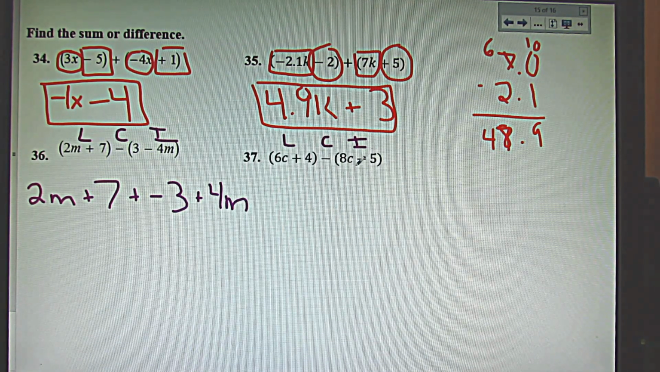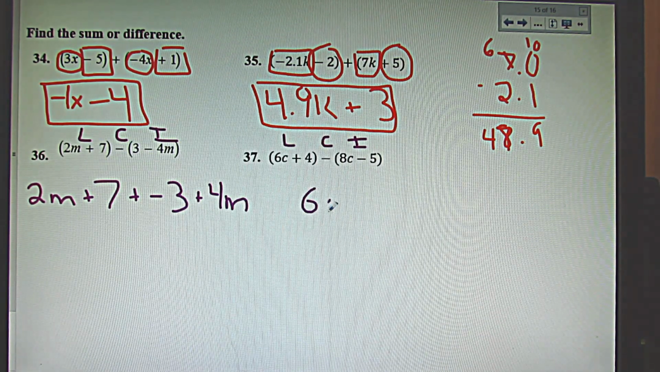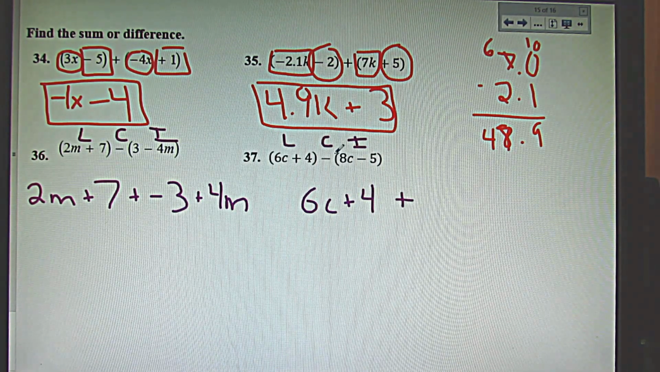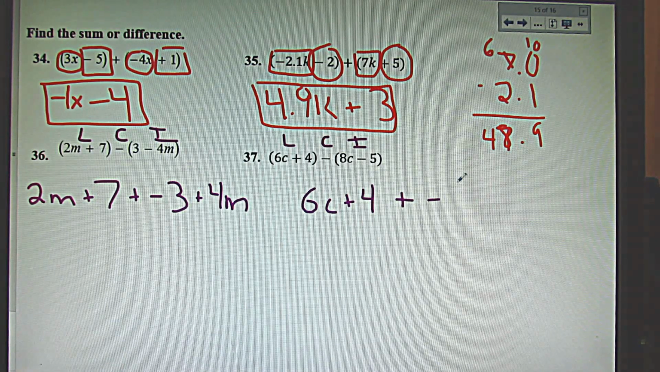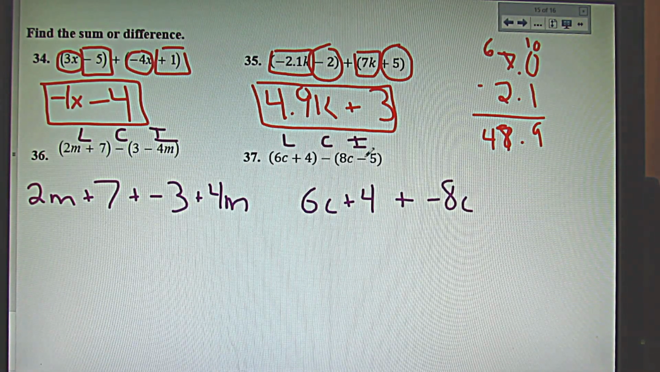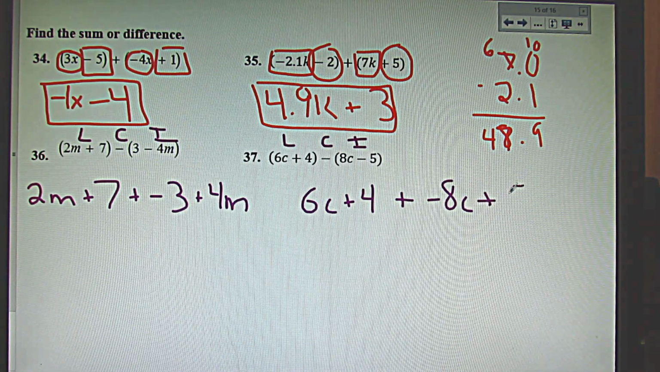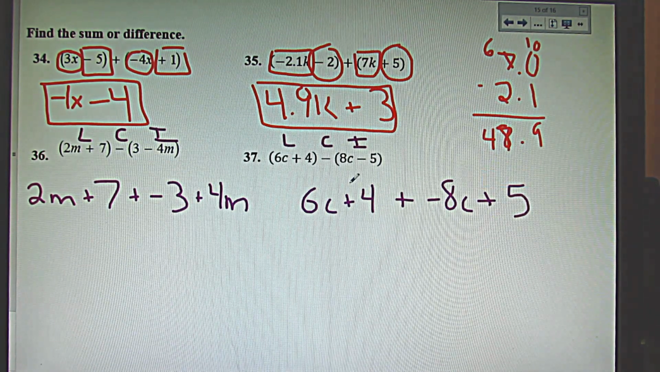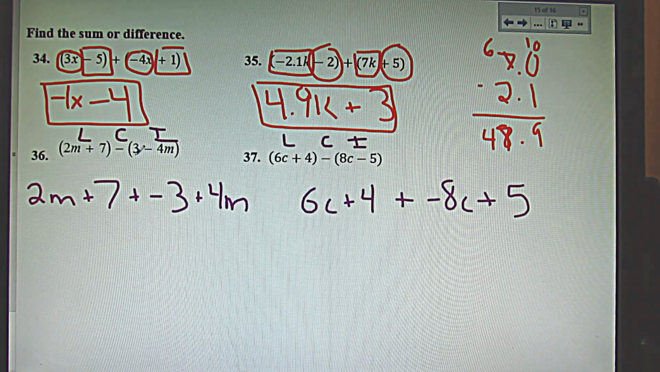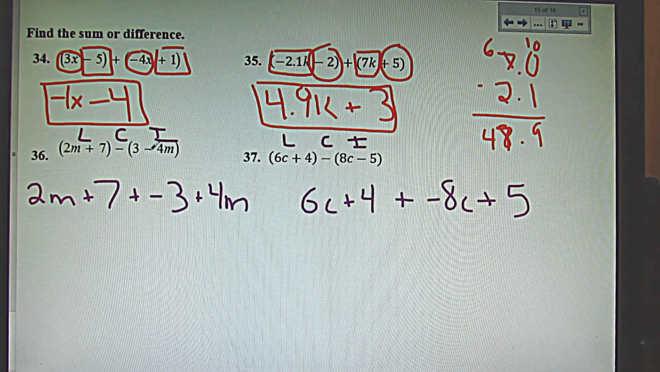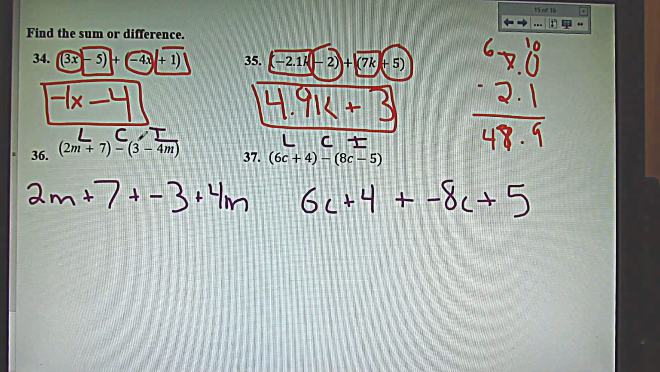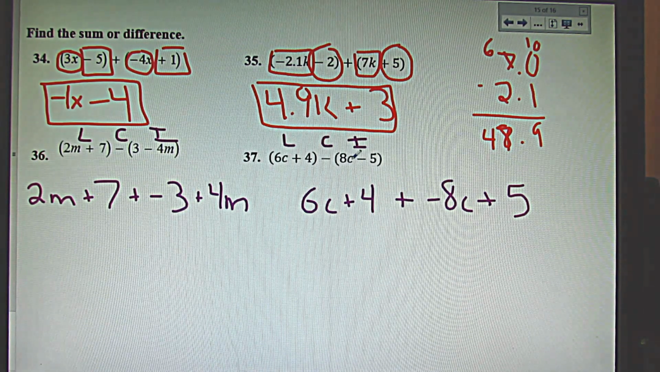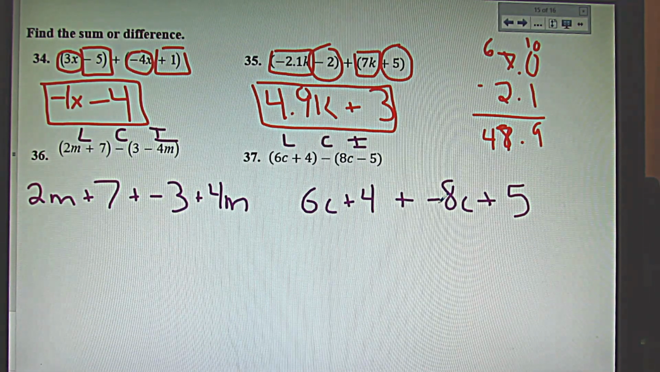I'm going to do this one while I'm at it. I'm going to leave 6c plus 4, change it to a plus sign, change 8c to negative 8c, change negative 5 to plus 5. So far, so good. Again, one of the most common mistakes is not changing the first term. We see this sign because it's very obvious. Negative 4, plus 4. But this positive 3 kind of gets left out. Make sure you're changing it to negative 3. And make sure you're changing positive 8 to negative 8.